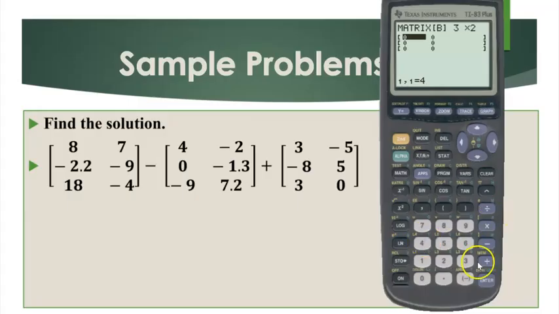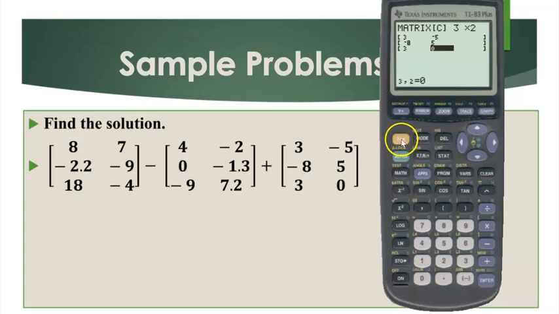So we got 4, -2, 0, -1.3, -9, and 7.2. Then we go back in, second x to the negative first. We want to go to edit. Now we go to C. This is also a 3 by 2. So we got a 3, we got a -5, we got a -8, we got a 5, we got a 3, and we have a 0.